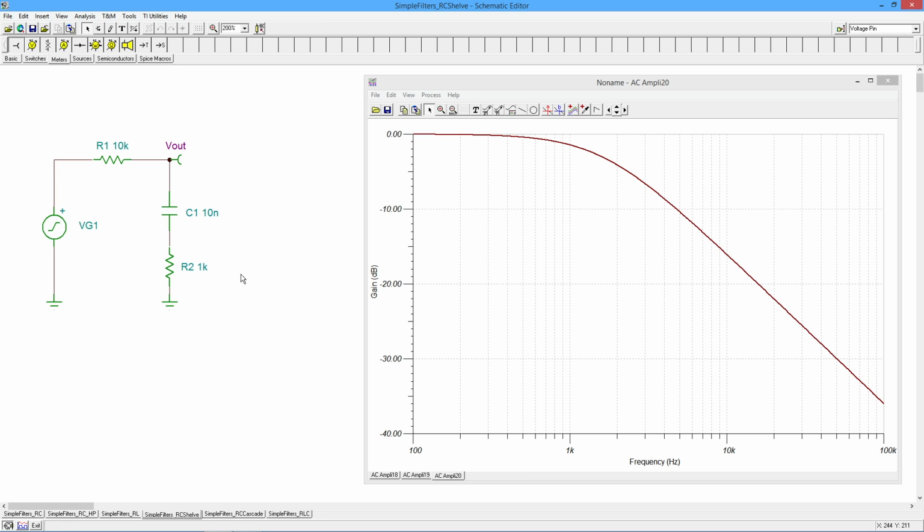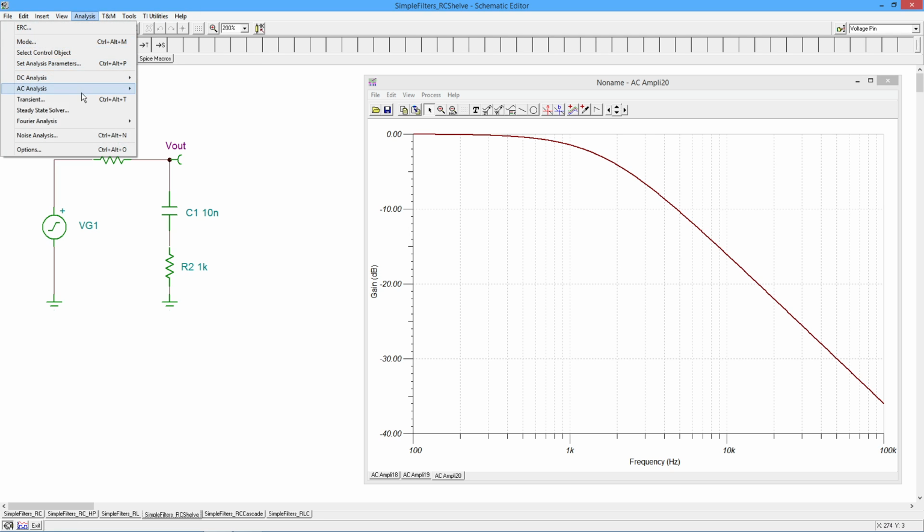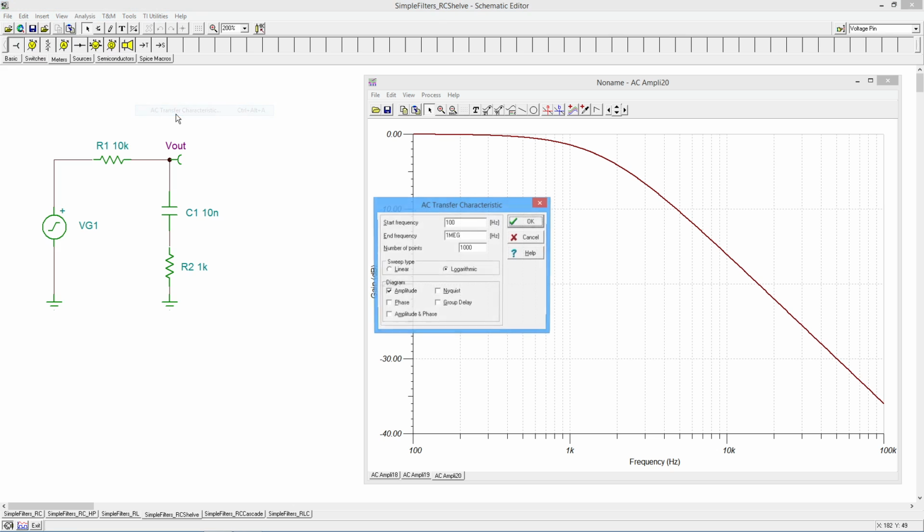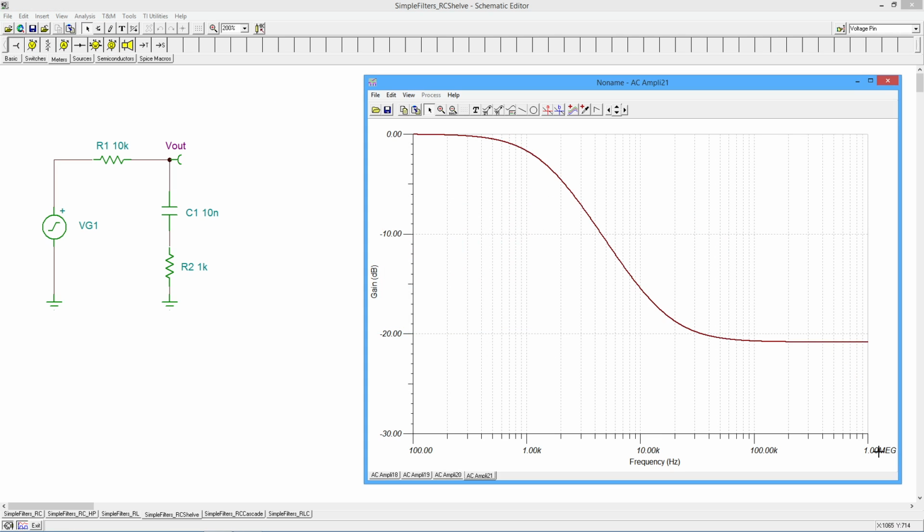By introducing R2, this creates a lower limit. In other words, this total impedance can never be less than 1K. So therefore, the divider is never worse than a 10-to-1 divider. So what we're going to get is what's called a shelving response. I've extended this out to 1 meg instead of 100 kilohertz. So you can see it a little bit better.